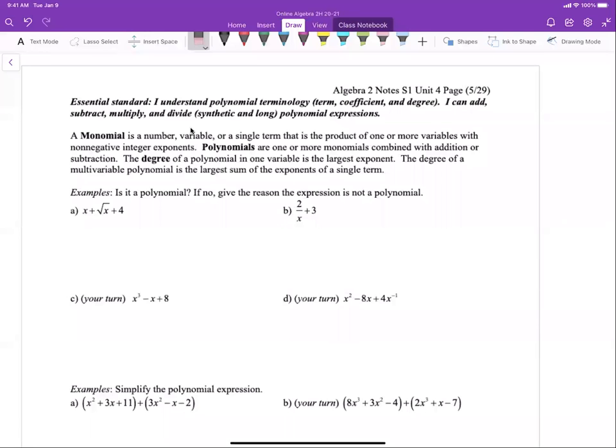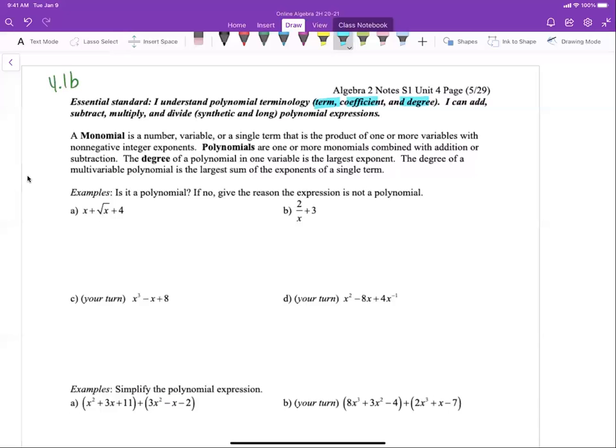All right, class, we are starting our next lecture. This is, I believe, 4.1b. The essential standard is I understand polynomial terminology. That has to do with term, coefficient, and degree. I can add, subtract, multiply, and divide polynomial expressions using synthetic or long division. We are going to save our divide lecture for another day.